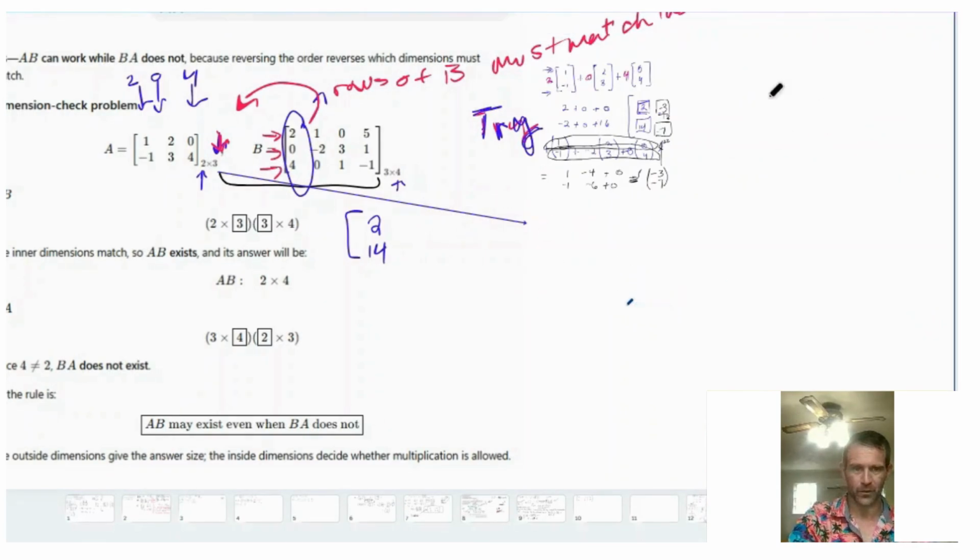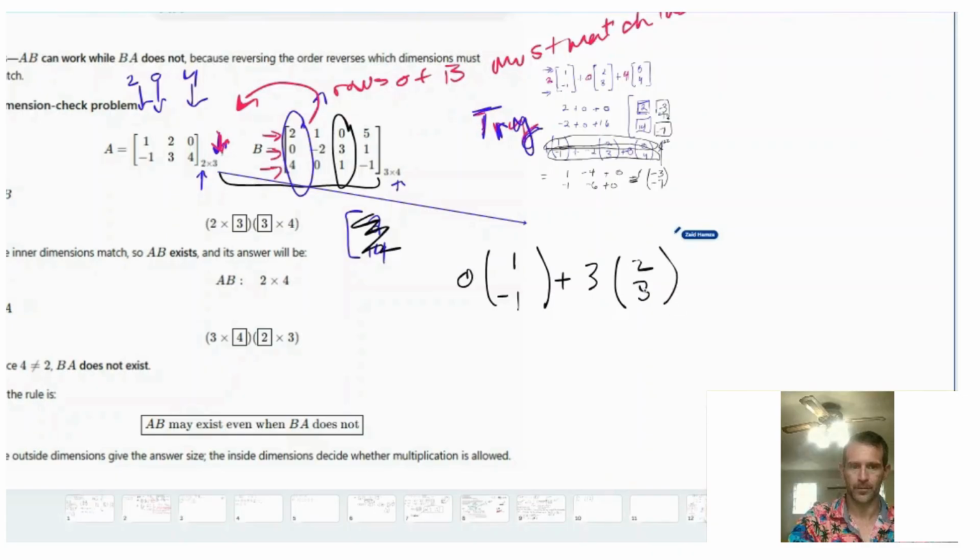So we know it's 2, 14 for that. Let's do the rest. Let's do the 1, negative 1, and let's do the third. So that's 0 plus 3 plus 3, matrix 2, 3, and then 1 in matrix 0, 4, so plus 6 plus 0. Pretty fast.